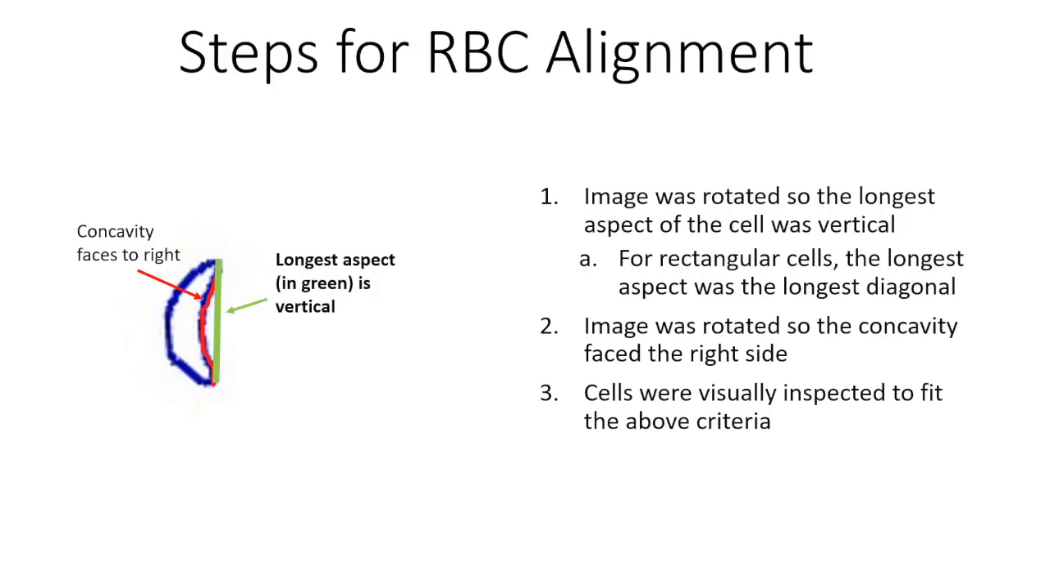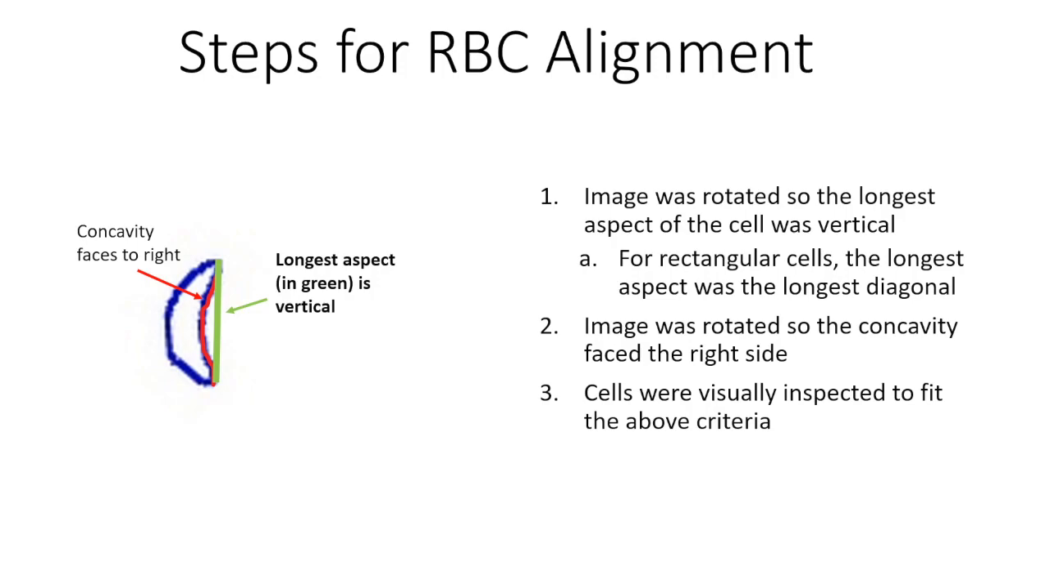When performing the LCPC transform, the orientation of the shape of interest is very important. Our criteria for aligning the sickled red blood cells before performing the LCPC transform were as follows. First, we rotated the image so the longest aspect was vertical. The longest aspect is drawn in green in the sickle cell outline shown here. For rectangular cells, the longest aspect was the longest diagonal through the cell shape.